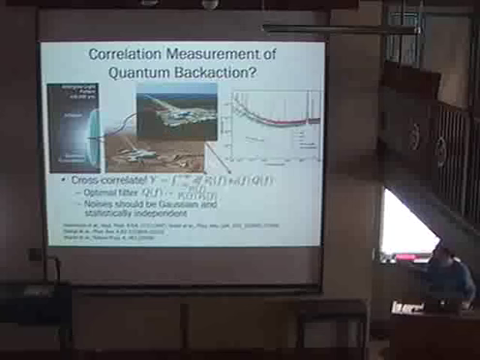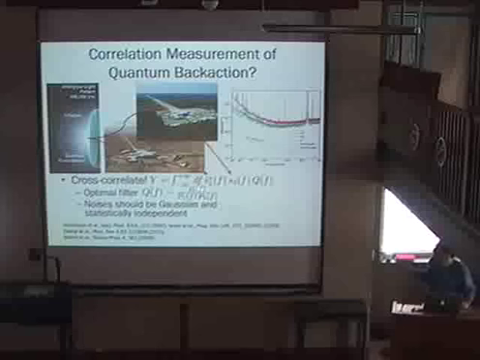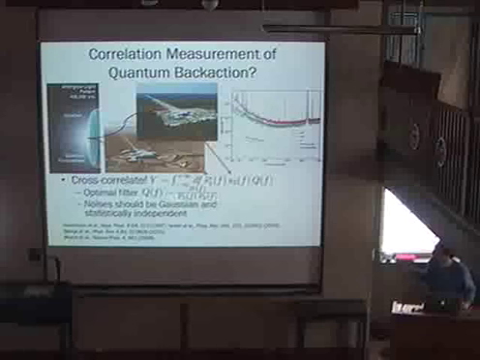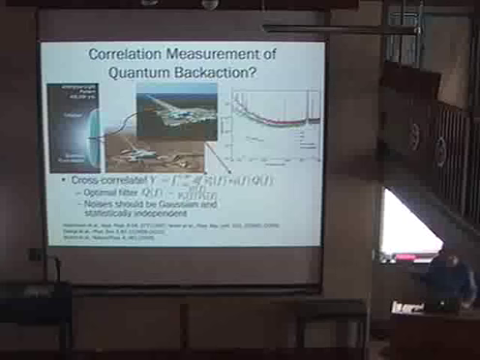So we stick them into a correlation with some optimal filter that depends on the spectrum of the signal you're trying to see and the spectrum of the noise that you have in each of your detectors. And in order to make this work, you need the noises to be Gaussian and statistically independent.